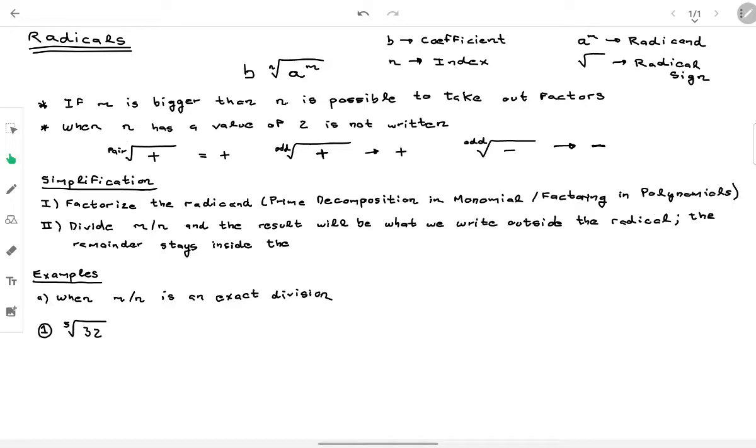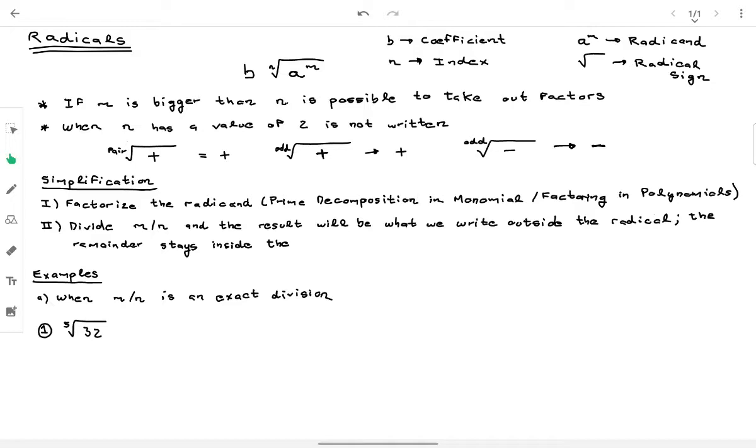Another important part for today's topic: n can have a value of 2. It's the most normal, the square root. So if we have a number 2 here, normally it's not written. We don't put a number 2 here, and we can know that it's going to be a square root. Remember, a square root is a number multiplied by itself 2 times that gives me the answer.